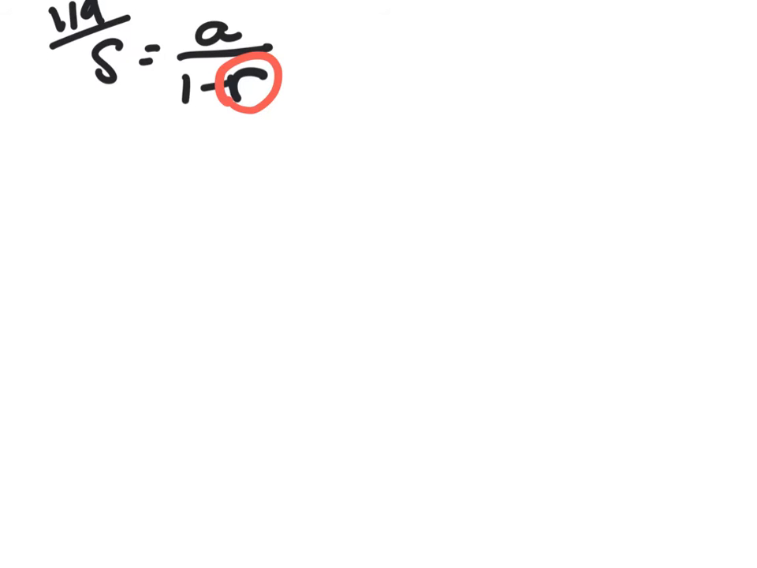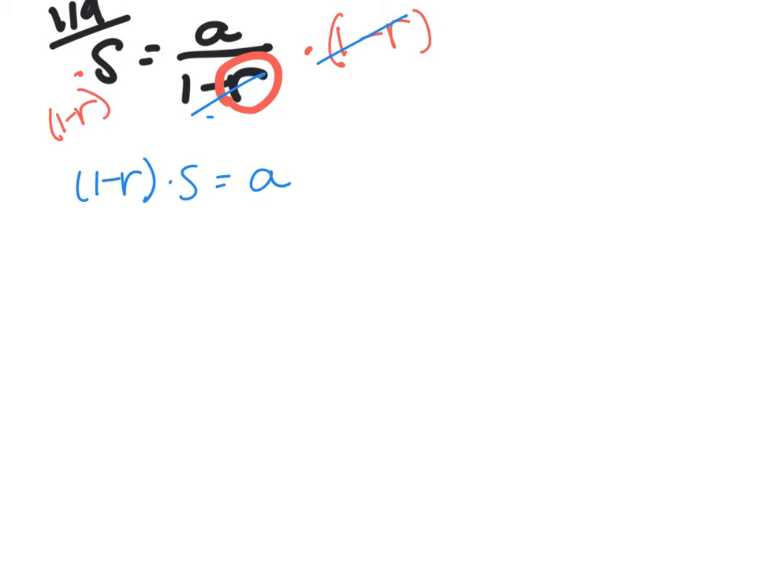So to get that out of the denominator, we just need to multiply both sides by the entire denominator. And remember, that denominator should be in parentheses because we're multiplying by that whole piece. So when we do that, on the right side, the 1 minus r's just cancel out. That's the whole point. You multiply in order to get it out of that part of the problem. And then on the other side, we have 1 minus r times s, and we have equals a. So at this point, we need to solve for r.